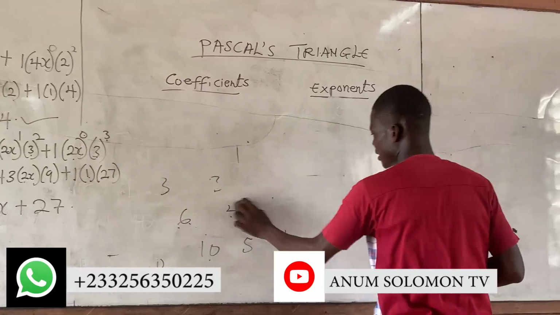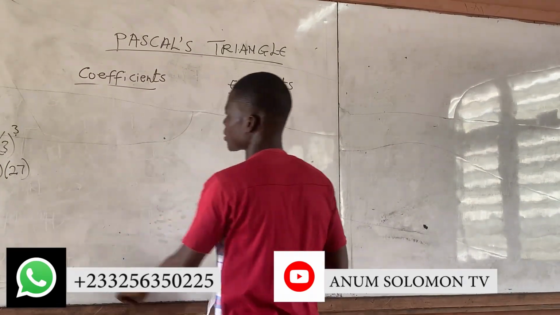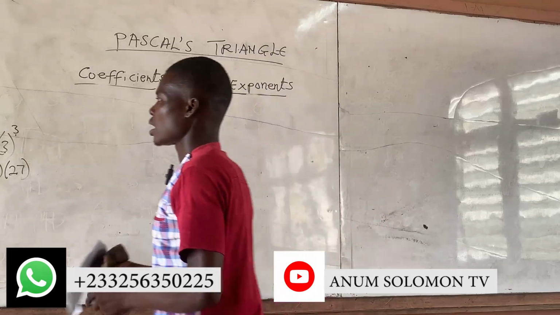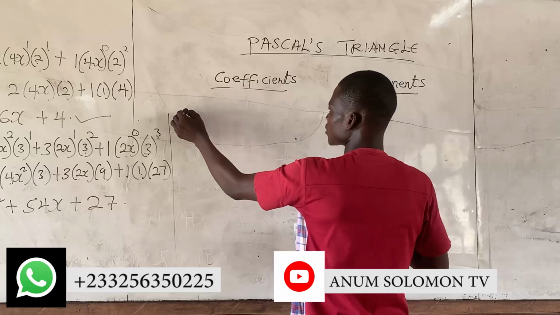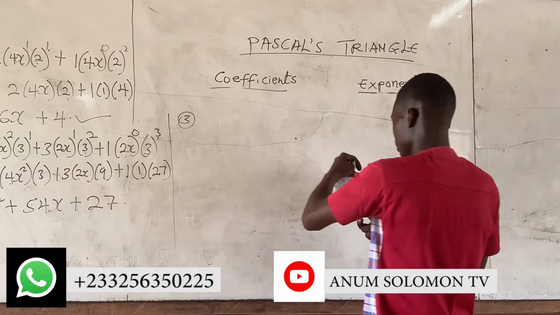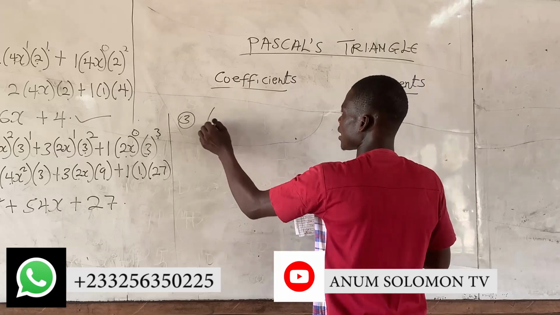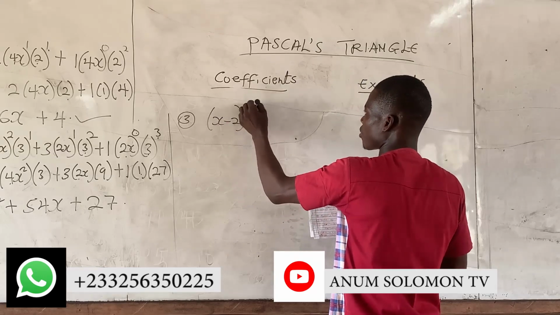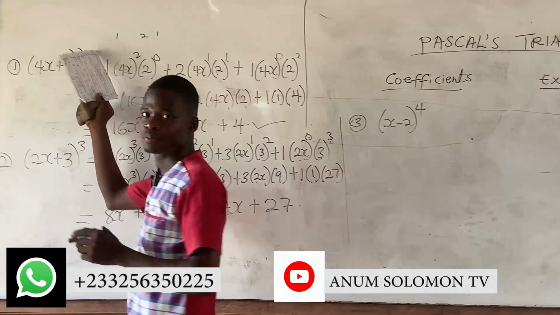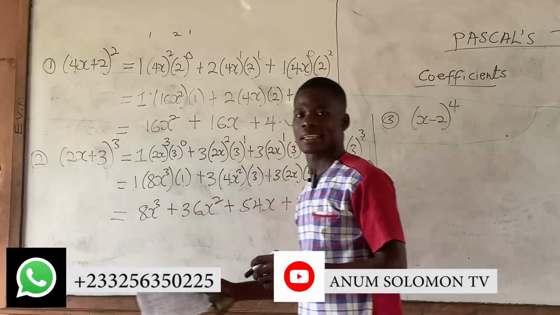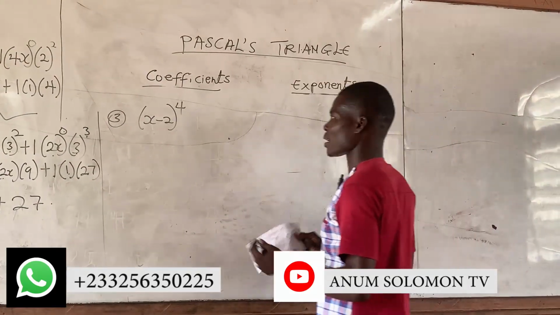Let's use the same idea to solve a given problem, and here that's number 3. We have (x − 2) to the power 4. So you see that at first we solved power 2, power 3, and now this power 4. So let's solve this problem.